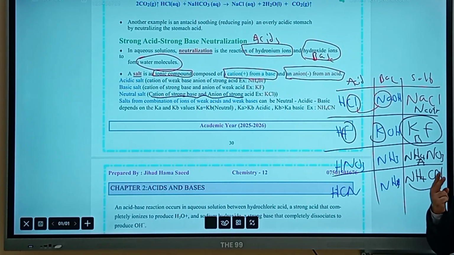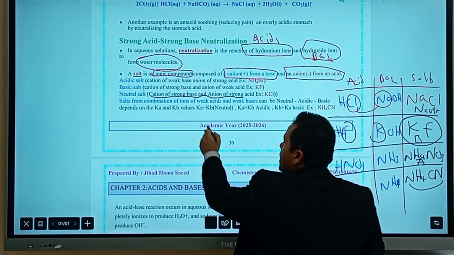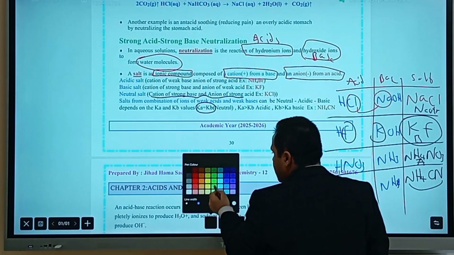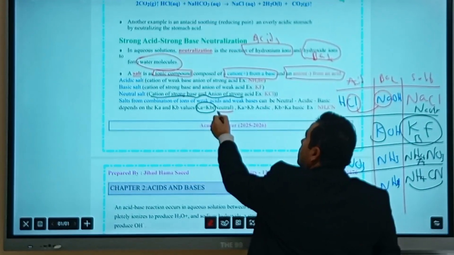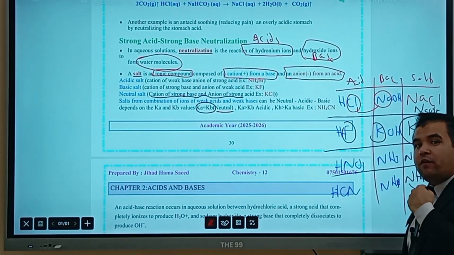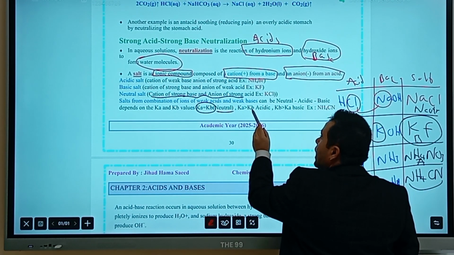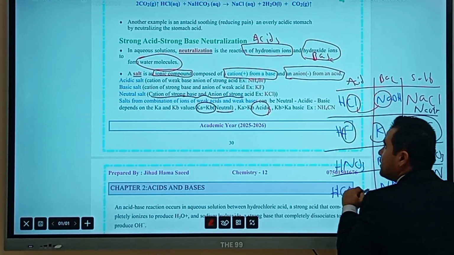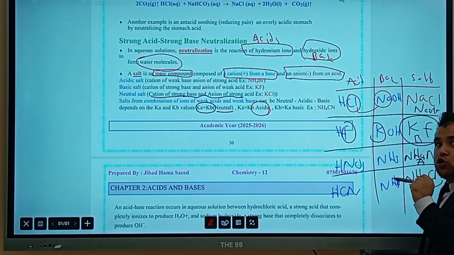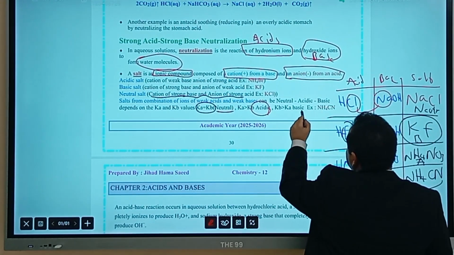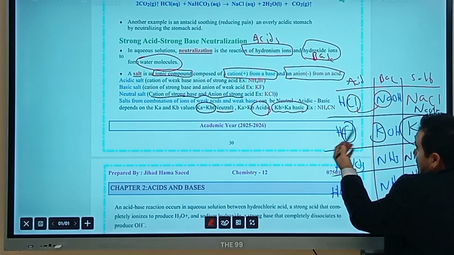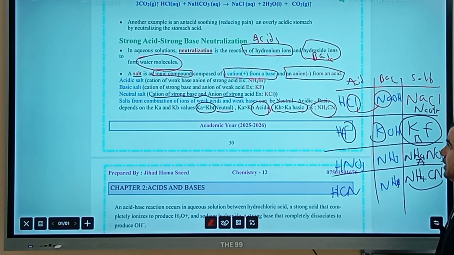If it comes from 2 weaks, guys, both the cation and the anion can be acidic, basic, or neutral. It depends on what? It depends on the Ka and Kb values. If Ka equals Kb, that means it's neutral. If Ka, the ionization constant of the acid, is higher than the Kb, the ionization constant of the base, the salt becomes acidic. If Kb is higher than Ka, it becomes basic. An example for this type of salt is NH4Cl.